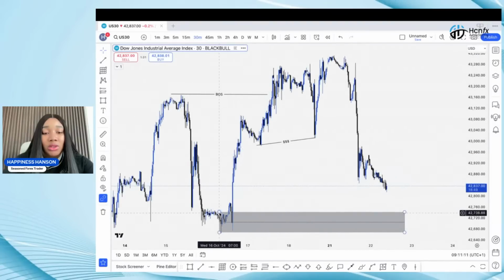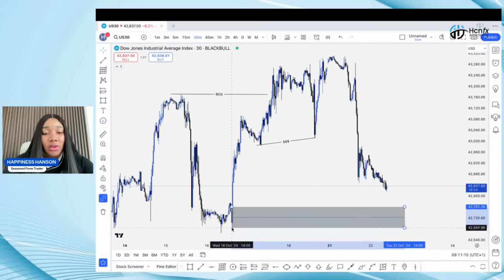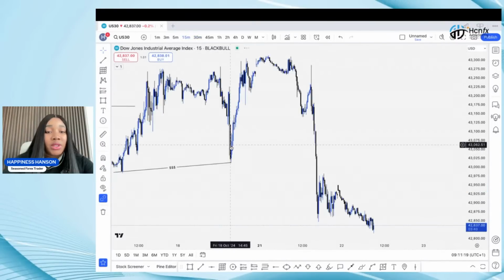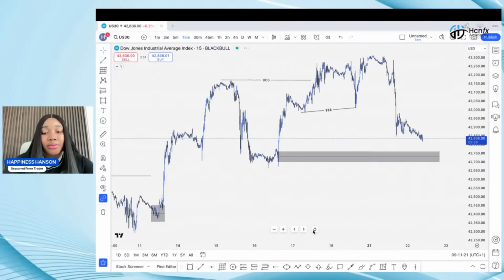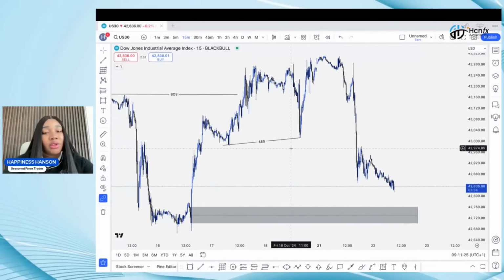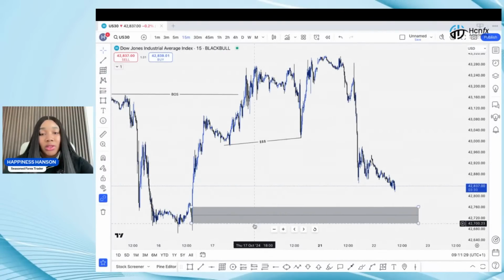So 30 minutes, we'll refine it to the 30 minute order block, which is what we have here. This one. And then 15 minutes, our entry time frame. For 15 minutes, our entry time frame, it's aligning with that of 30 minutes. So this is the setup, the first setup we'll have on US 30. We'll be looking out for a buy here.